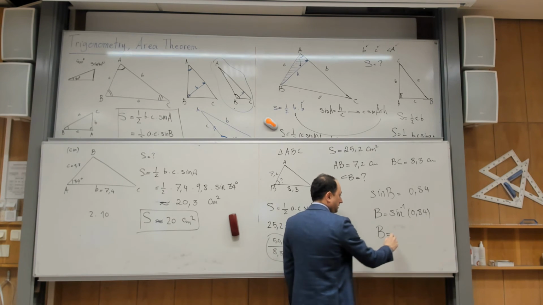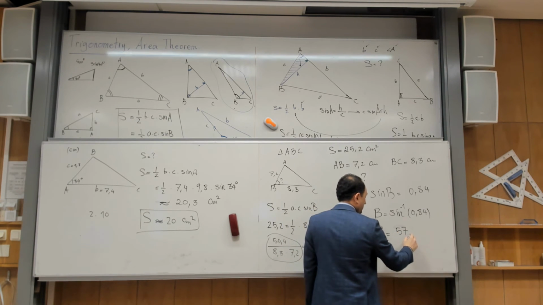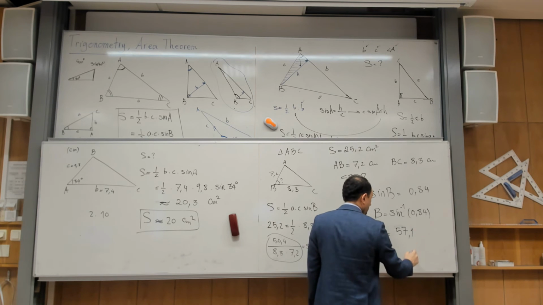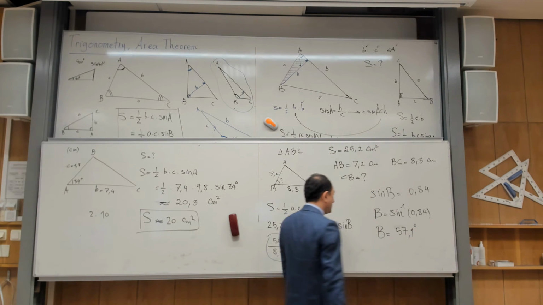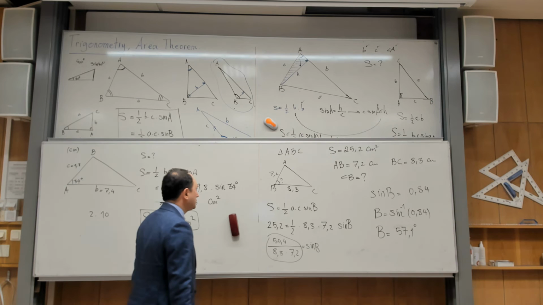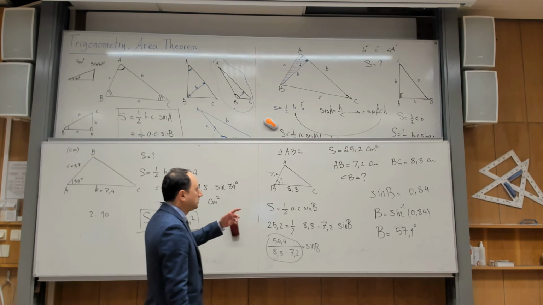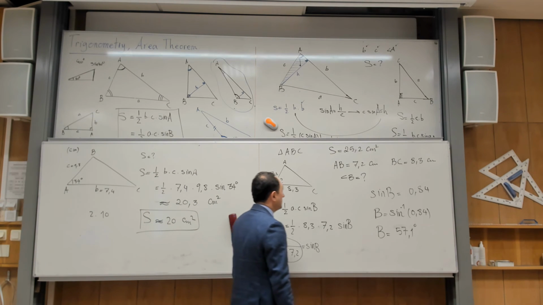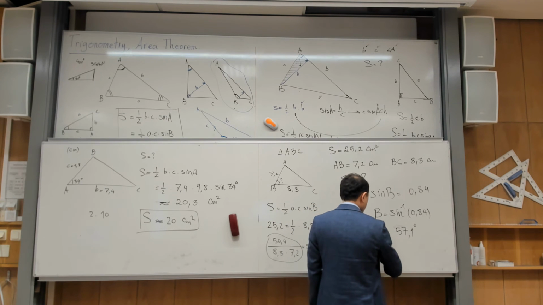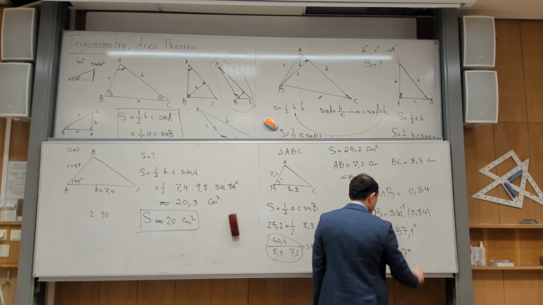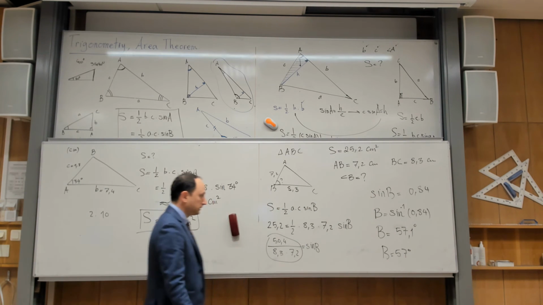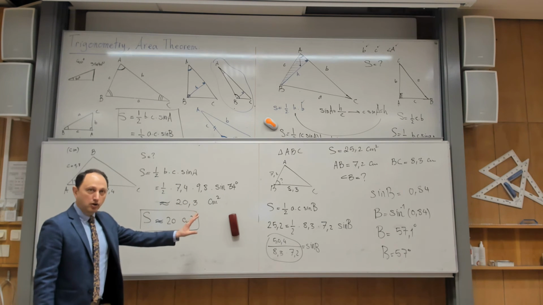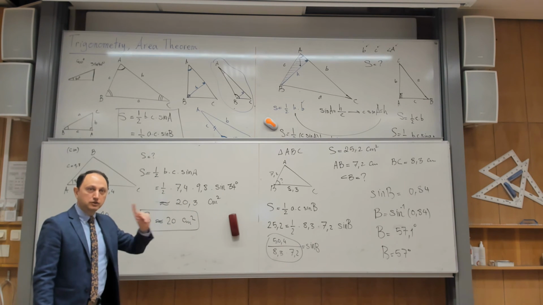It's 57.14... 57.10.1 degrees. But then let me go to two significant figures. Yes, the lowest one. So B is what? 57 degrees. Yes, something like that. But the point is, this is not wrong. It's completely correct, but not complete.